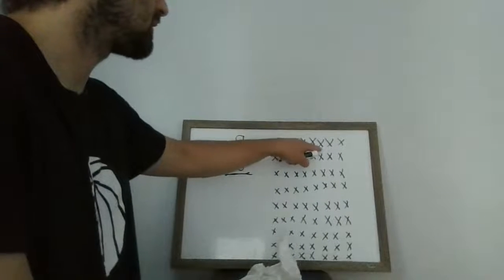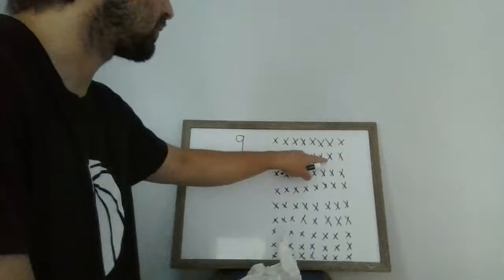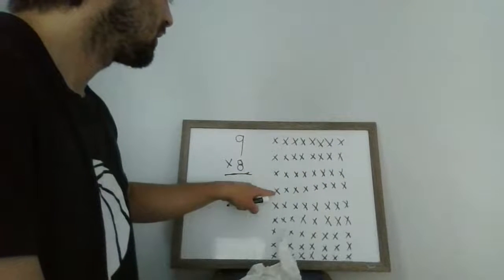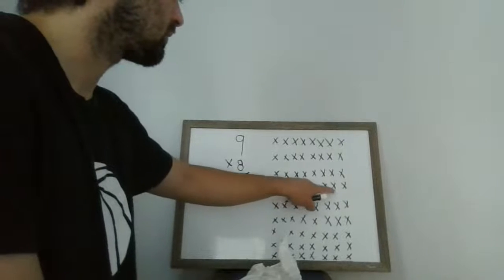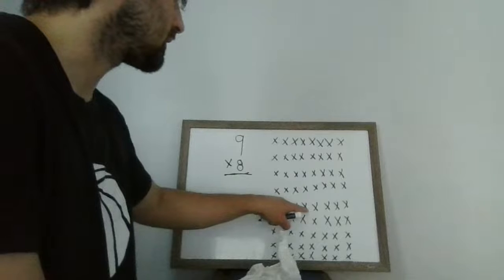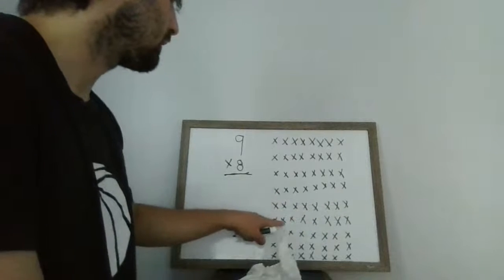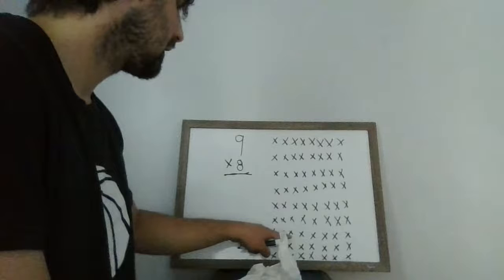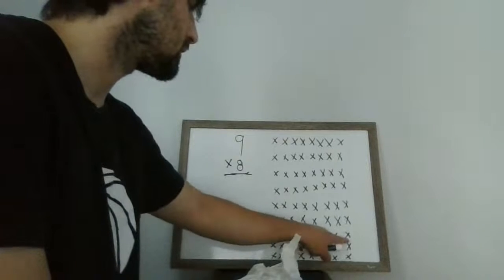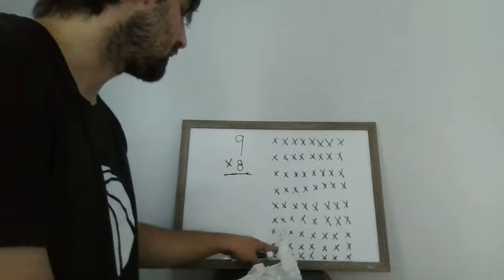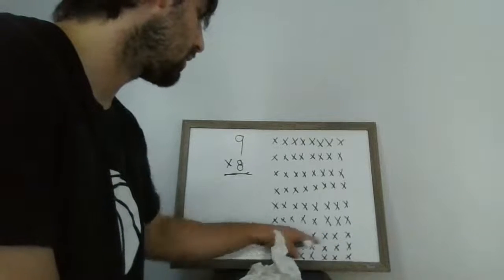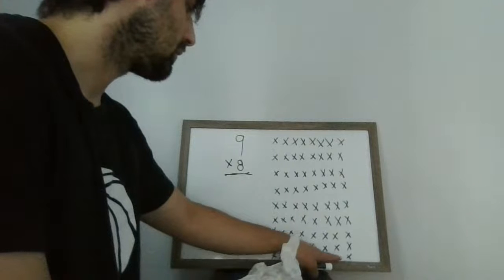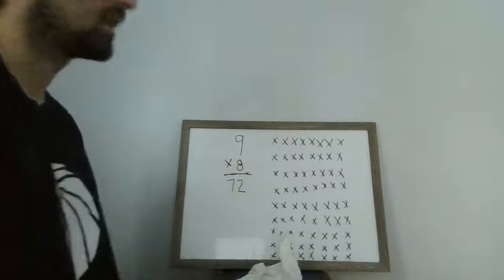1, 2, 3, 4, 5, 6, 7, 8, 9, 10, 11, 12, 13, 14, 15, 16, 17, 18, 19, 20, 21, 22, 23, 24, 25, 26, 27, 28, 29, 30, 31, 32, 33, 34, 35, 36, 37, 38, 39, 40, 41, 42, 43, 44, 45, 46, 47, 48, 49, 50, 51, 52, 53, 54, 55, 56, 57, 58, 59, 60, 61, 62, 63, 64, 65, 66, 67, 68, 69, 70, 71, 72. 9 times 8 equals 72.